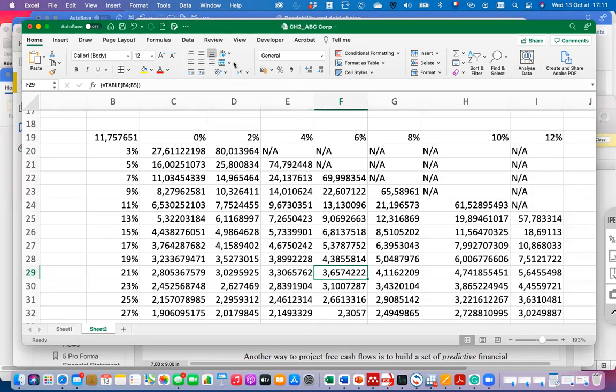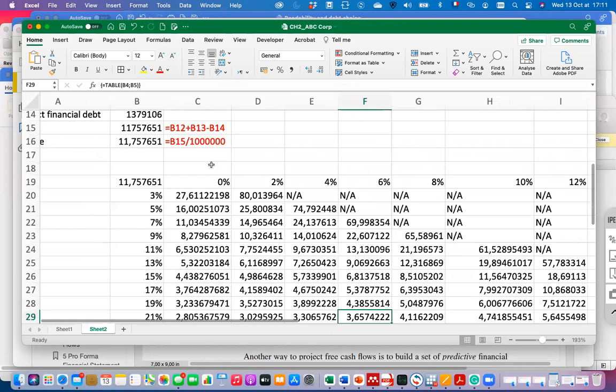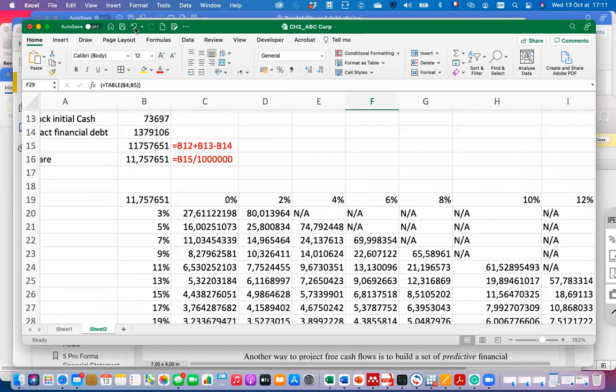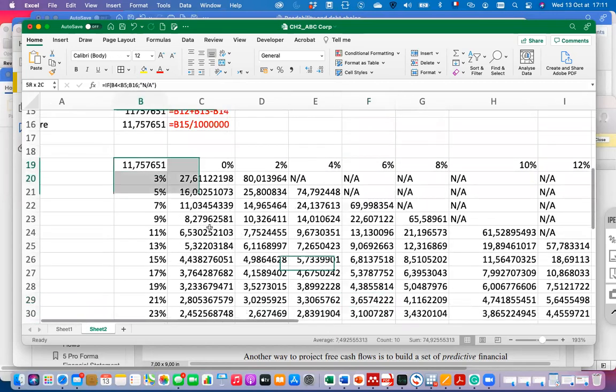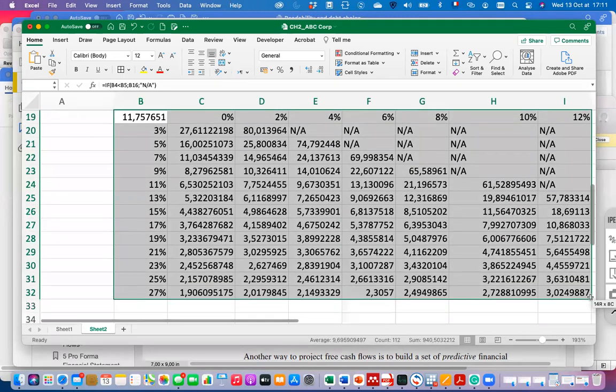Okay, my son. So let's try it again. I will erase all the table and start it from the scratch.